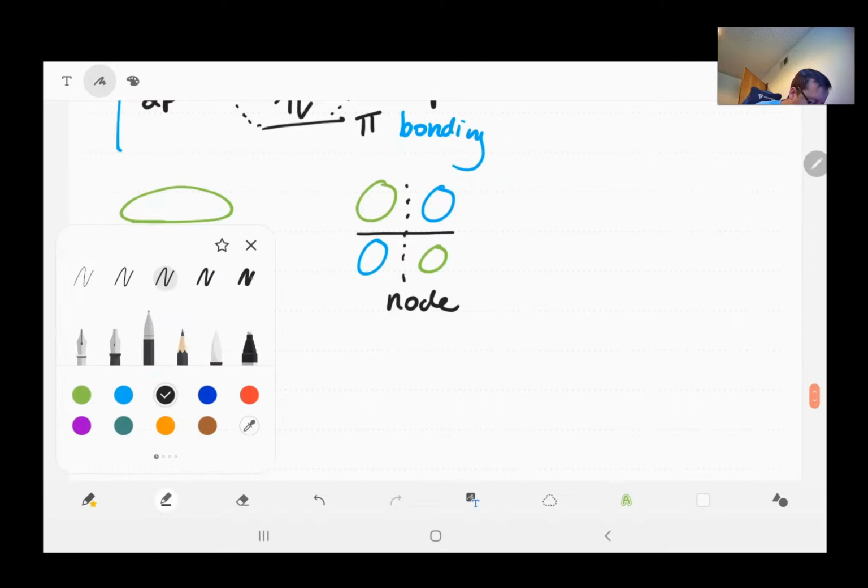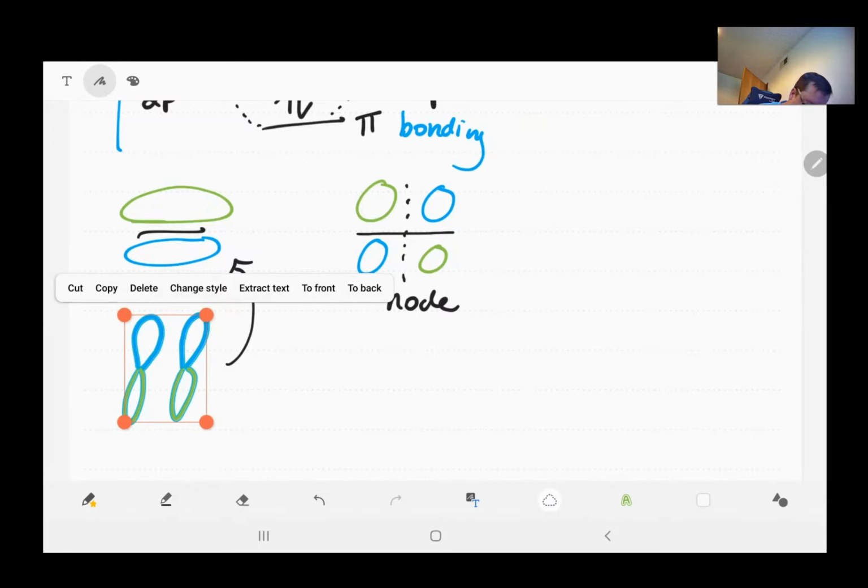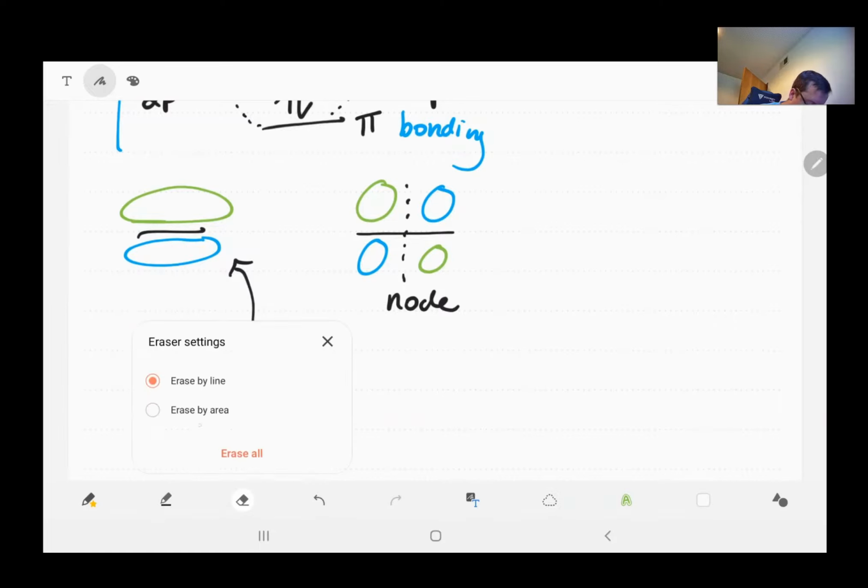If we kind of arrange them this way, that leads to this sort of orientation where they're overlapping. Oh, I've put them upside down, haven't I? Ugh, how annoying. Okay. Can I rotate this? No, not really. Fine, I'll redraw it. Okay, let's try that again.